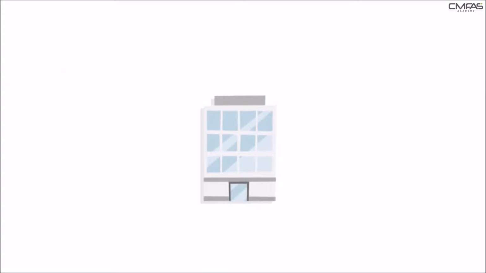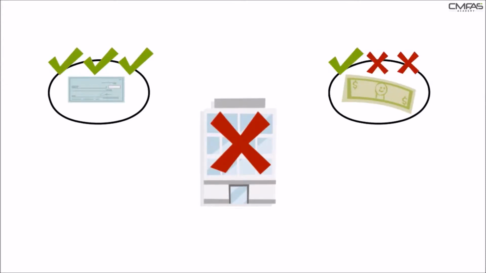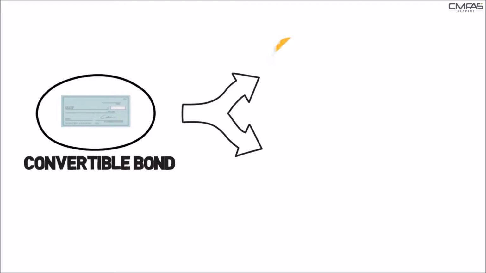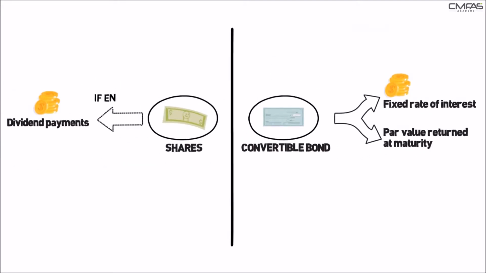It is important to note that bondholders that have not initiated a conversion maintain their precedence over common shareholders in the event of liquidation. A convertible bond continues to pay a fixed rate of interest, and the par value is returned at maturity, except in cases of default. These interest payments have a higher priority of payment over dividend payments, which shareholders may be entitled to.